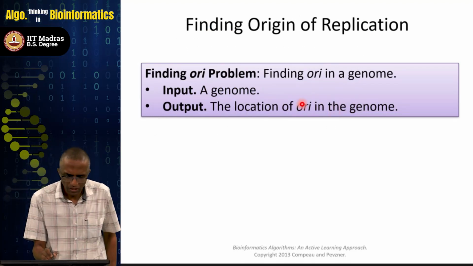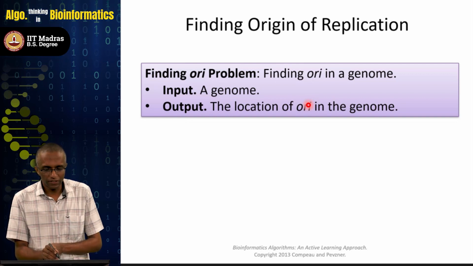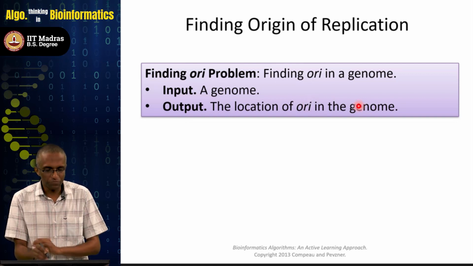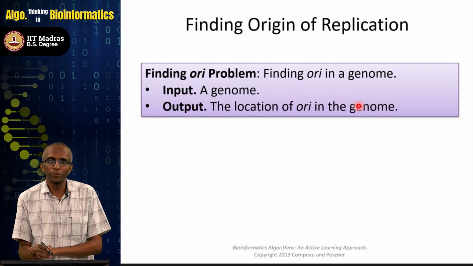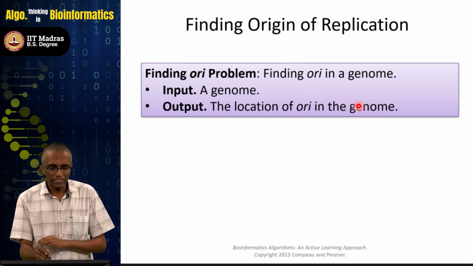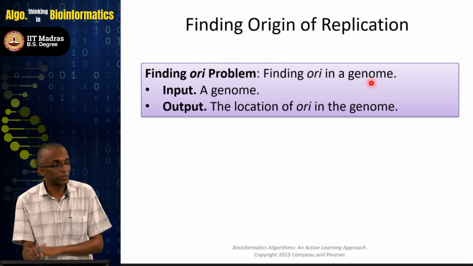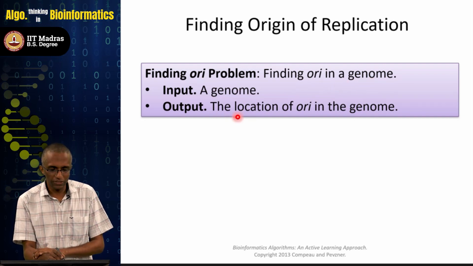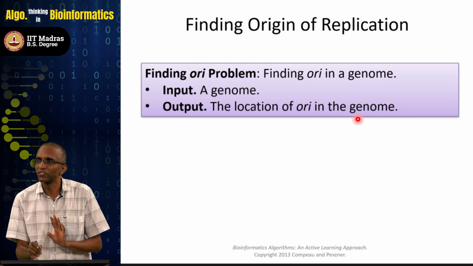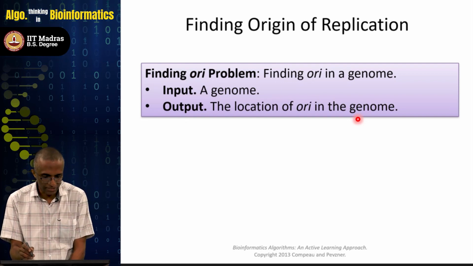Like I said, when you are thinking computationally, we need to be concrete. So, let us formulate a concrete problem. The finding ORI problem is finding the origin of replication in a genome: the input is a genome, and the output is the location of ORI in the genome. That is what we are interested in finding.